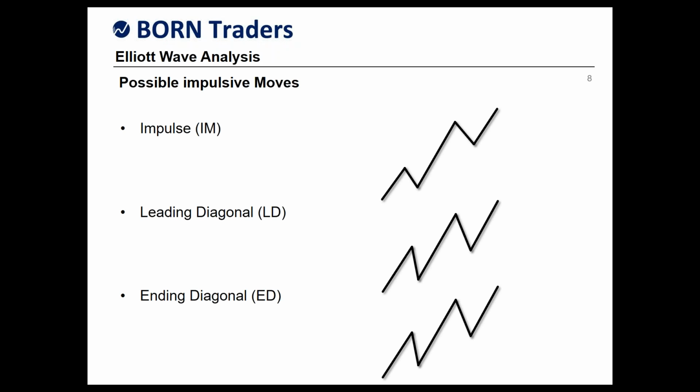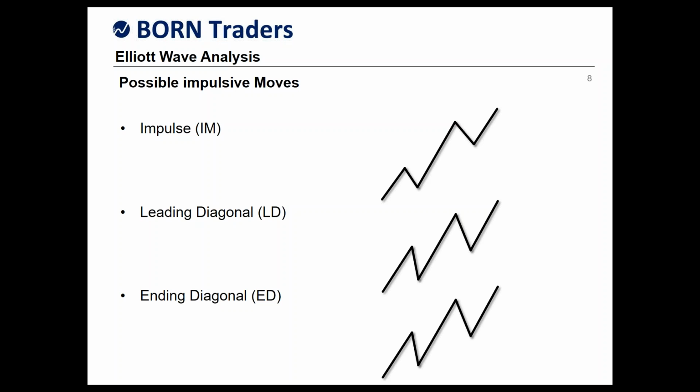But there are other ones which I don't want to talk too much about today, the leading diagonal or the ending diagonal, because these are special forms and it takes a long time. However, if you understand the first one, the impulse, and how it works, then later we can talk about the ending diagonal, for example, which gives you good trading ideas too, but it's not so important because from probability it's best to search for and understand how an impulse move works.